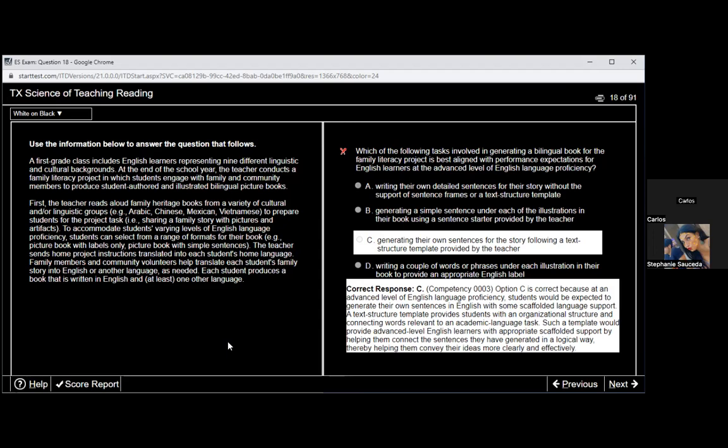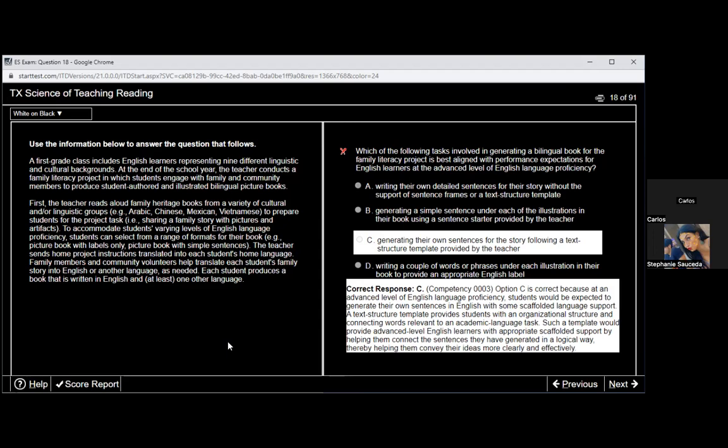To accommodate students, making accommodations, students with varying levels of English language proficiency can select from a range of formats for their books, i.e. picture books with labels only, picture books with simple sentences. The teacher sends home project instructions translated in each student's home language. Another accommodation that she's doing that is vital for the success, because the parents and the family are involved in this. So the home language has to be given in the directions as well.